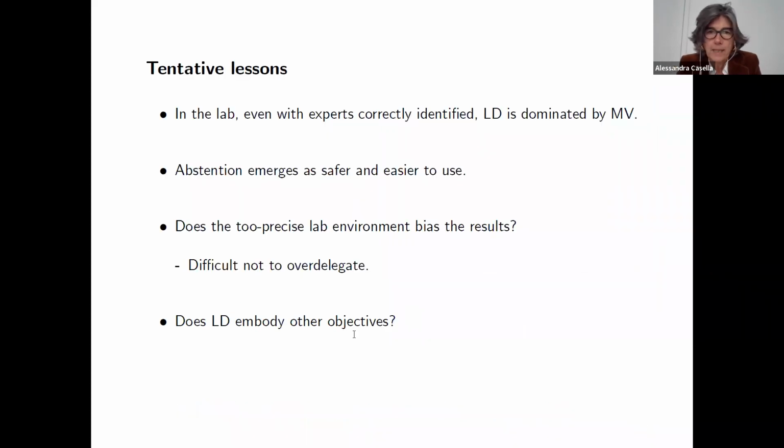I don't know how my timing goes, but assuming it's very short, let me just give you some tentative lessons. Remember, we made it really easy here because we identified the experts correctly. But even with the experts correctly identified, liquid democracy is dominated by majority voting in our experiment. In experiment 1, experiment 2, we don't know. Abstention emerges as safer and easier. We wonder whether the too precise lab environment is biasing the results.